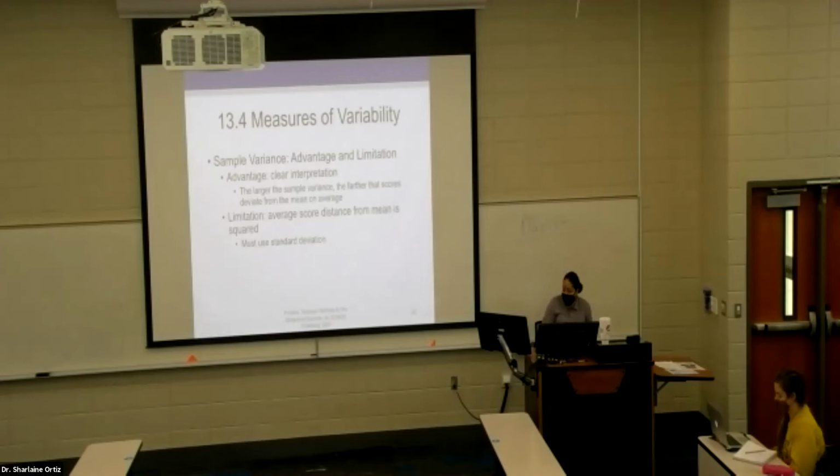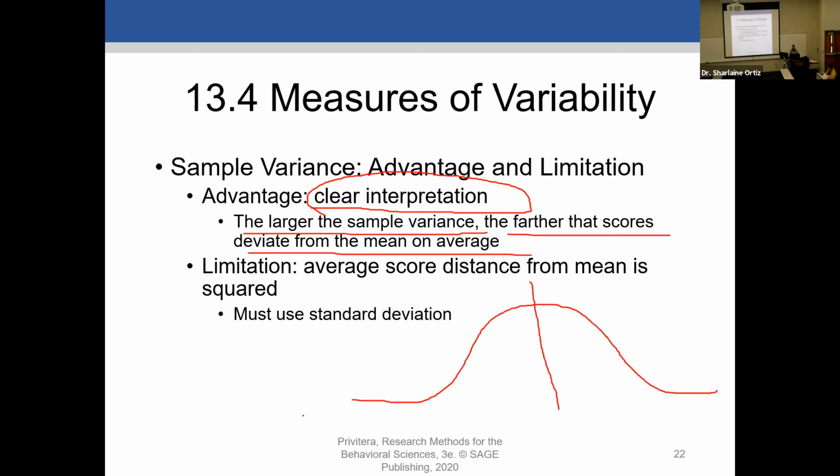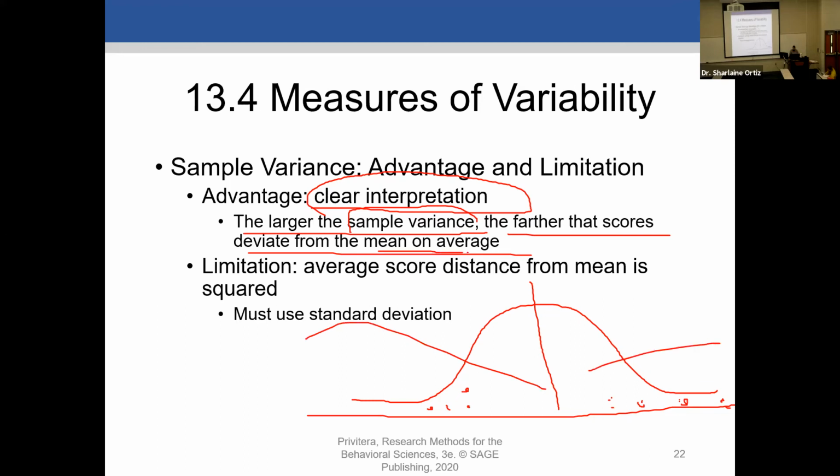Now, there are some advantages to knowing how far away this variability is from the mean. The advantage is that it allows for a clear interpretation, because the larger the sample variance, the farther away those scores are from the mean. So for example, if I have my bell of normal distribution, I can see that if there is great variance, my data moves all over the place. I have different data points. The greater the variance, the further they're deviating from this average down the middle.